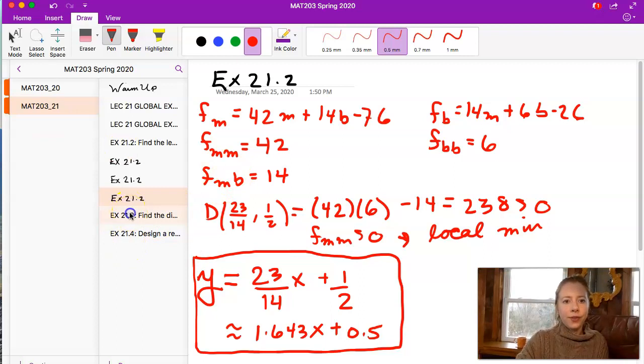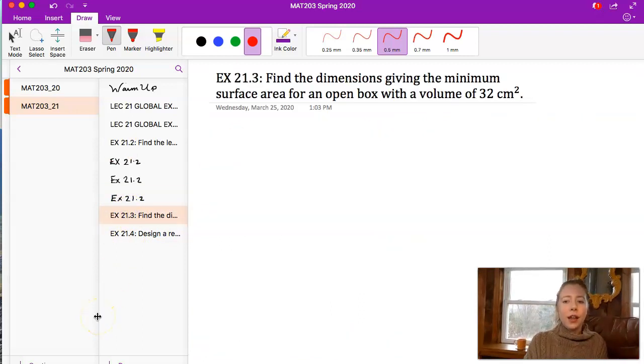All right, now we're going to do another one. And for this one, I would like you to definitely try it out on your own. It's going to be: find the dimensions giving the minimum surface area for an open box with a volume of 32 square centimeters. So pause the video, give it a try, and then resume to see the solution.